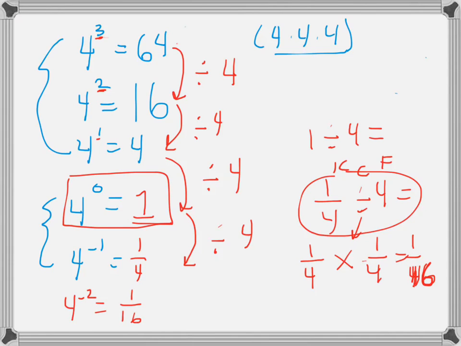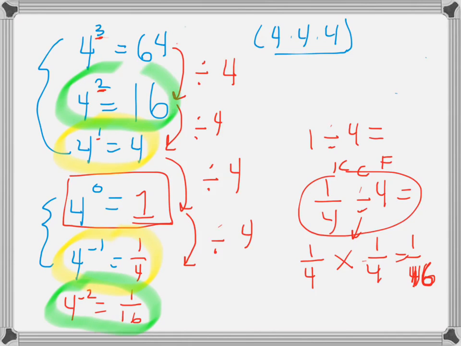But look what we're doing here. We're going from 64 to 16 to 4, and then we get 1. 4 to the 0 power is 1. Look at the rule that we've established between these two. 4 to the first power is 4. 4 to the negative first power is 1/4, right? 4 to the negative 2 power is 1 over 16, but 4 squared is 16.